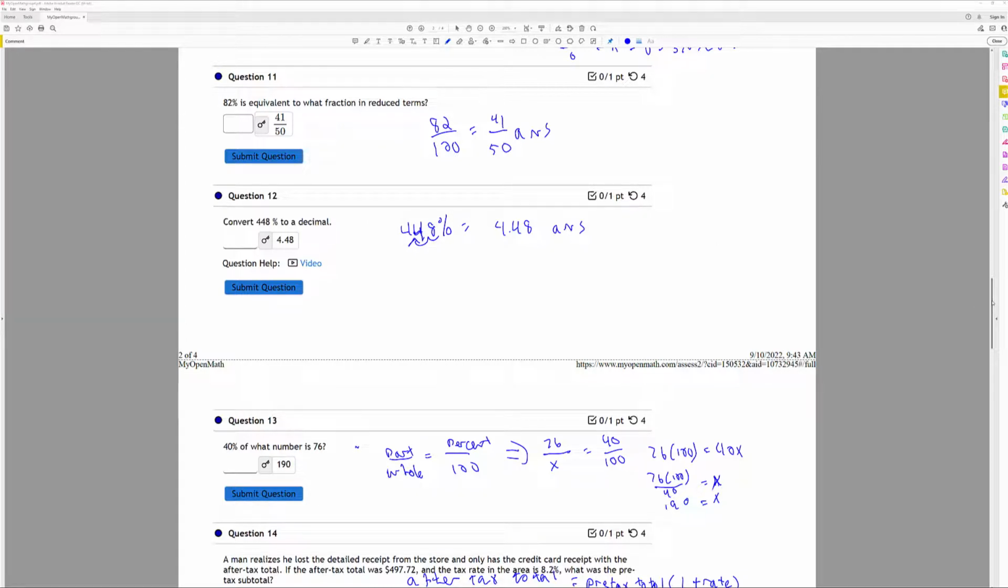Convert 448% to a decimal. I simply shifted the decimal place 2 places to the left. Gives me 4.48 for my answer.